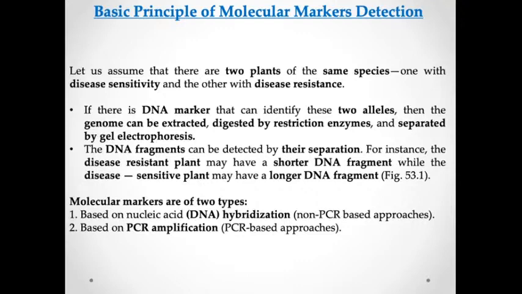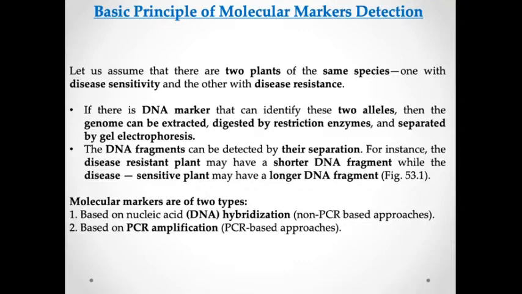So the basic principle behind molecular marker detection is, let's say you have two plants. One is a disease plant. One is a disease resistant plant. Yeah. One is with the disease, one is without the disease. So to check the DNA marker, you can identify these two alleles. So there will be one DNA marker which could detect whether the plant has the disease or not. That could be done with the help of extraction of that DNA, then digestion by restriction enzyme, and then separation by gel electrophoresis. So that's the basic principle that we will follow in all the techniques of RFLP, RAPD, and AFLP. First we extract the genome that you're looking for, then it is digested by the restriction enzymes, then separated by gel electrophoresis.